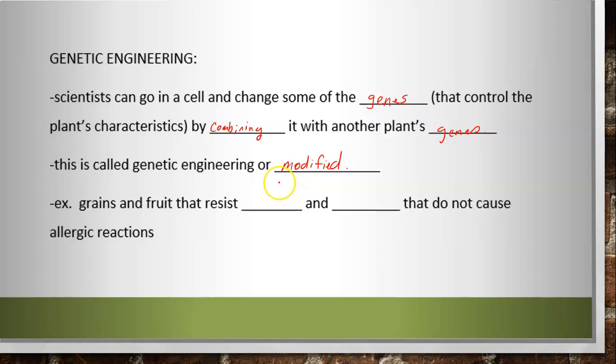What this is doing is taking something that didn't exist before, a different kind of code that didn't exist before within the plant, and altering it. Now, fruits and grains have been modified in order to resist viruses, and peanuts that don't cause allergic reactions have also been developed, just a couple of examples of what we could do with genetic engineering.